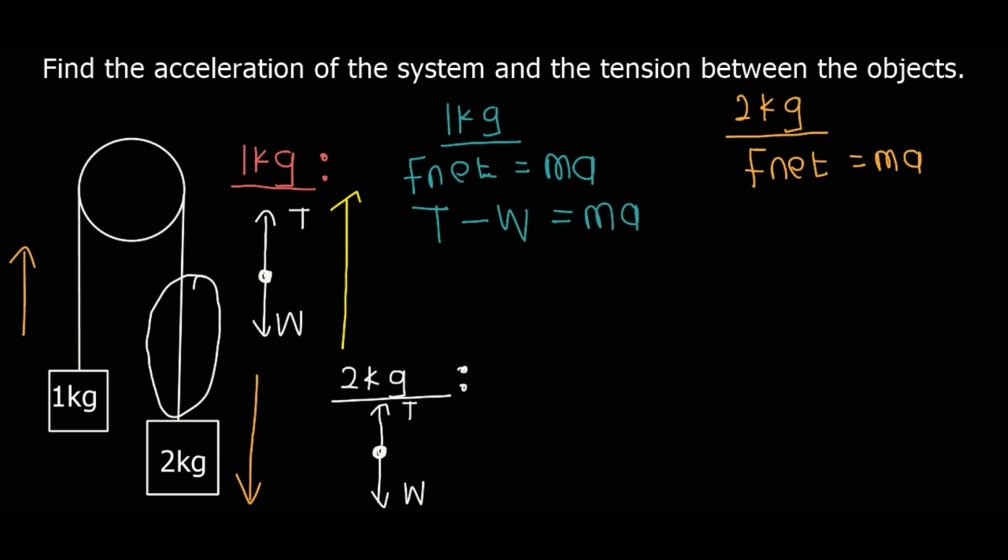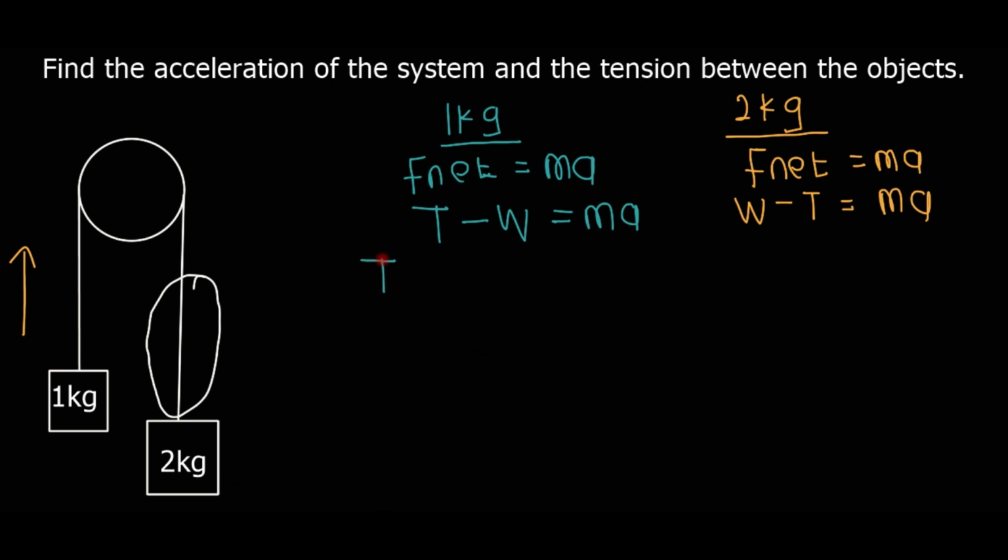And then we will do the same thing for this 2 kg. But note that this 2 kg block goes downwards, and our weight force is downwards, in the direction of motion, so it will be positive. And this tension will be negative because it is in the opposite direction of motion. So we say W minus T. And then from there I will substitute. First, I will write it this way: T minus, and the weight force is mg.